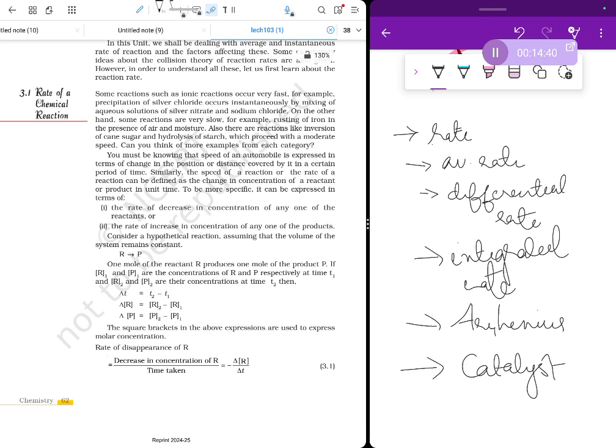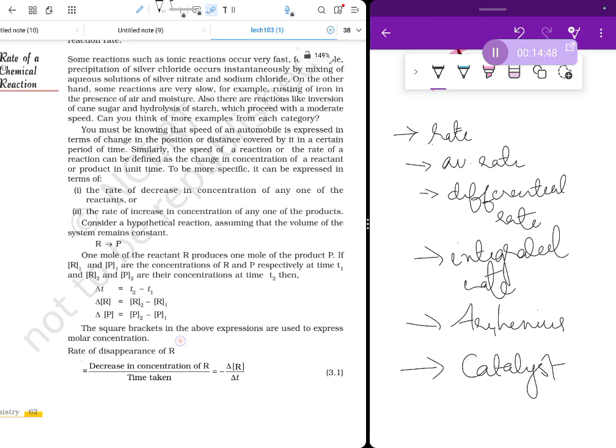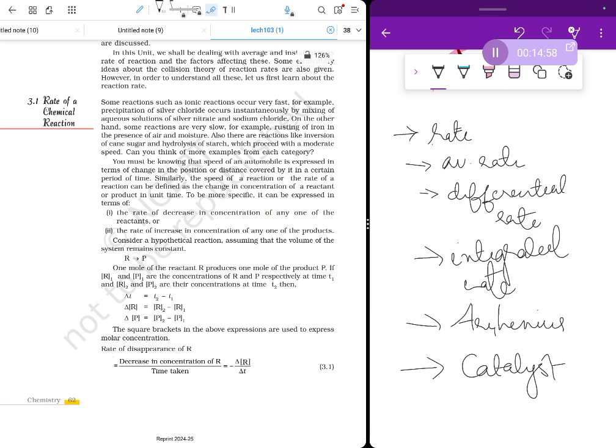The square brackets in the above expression are used to express the molar concentration. So when it is expressed like this, it is the concentration of P. Okay, the rate of disappearance of R, how fast the reactant is going to disappear, is told by the decrease in the concentration of R divided by the time taken. So minus delta R by delta t.